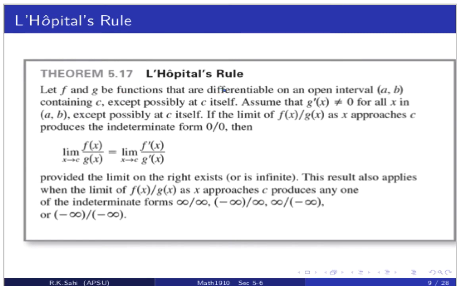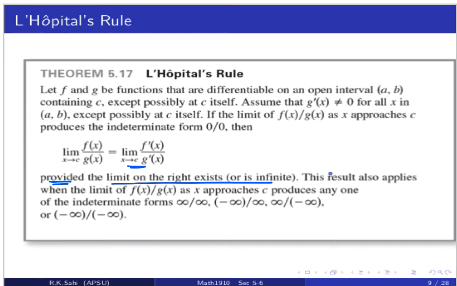Now, if f and g are two functions which are differentiable on an open interval a to b containing c, except possibly at c itself, and we assume that g prime of x, the derivative of g(x), is not 0 for all x in this interval a to b, except possibly at c itself, and if the limit of the function f over g as x approaches c produces the indeterminate form 0 over 0, then the limit as x approaches c of f over g is the same as the limit as x approaches c of f prime over g prime, provided, very important, provided the limit on the right-hand side of this equal sign exists or is infinite.